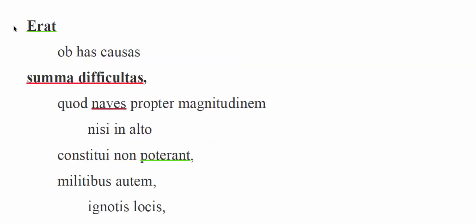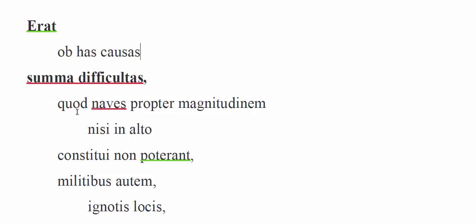This next sentence is quite long because there's a great number of things going on. The core of the sentence itself, however, is exceedingly simple. Erat, there was, ob has causas, for these reasons. And the has here is telling us to look forward. Caesar is going to explain what the reasons are. He has not indicated what the reasons are yet. The has is pointing forward. For these reasons that I will describe, there was the greatest difficulty.